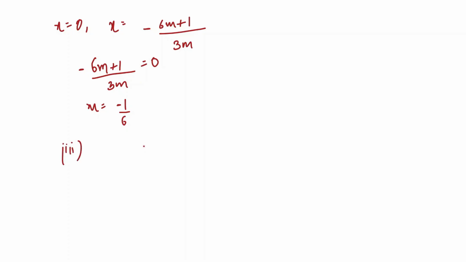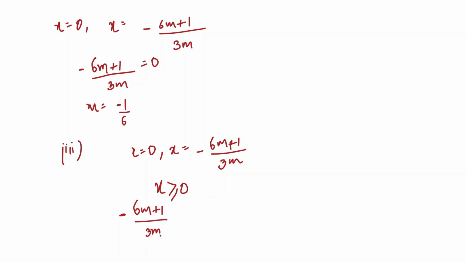We have to find the range of m for two solutions with x greater than or equal to 0. We already have one solution as x equals 0 and the second solution as minus of (6m plus 1) over 3m. So these are the two solutions we have. For two distinct solutions, it must satisfy the condition x greater than or equal to 0. So we are going to substitute: minus (6m plus 1) over 3m should be greater than 0.